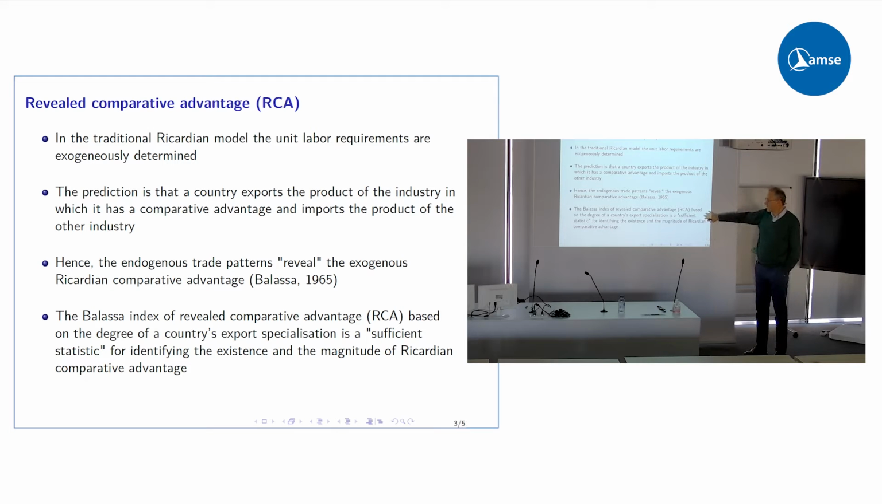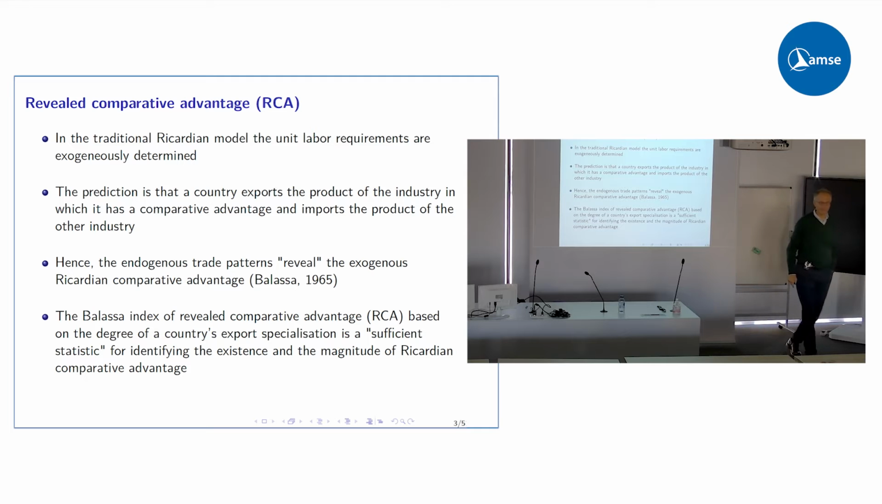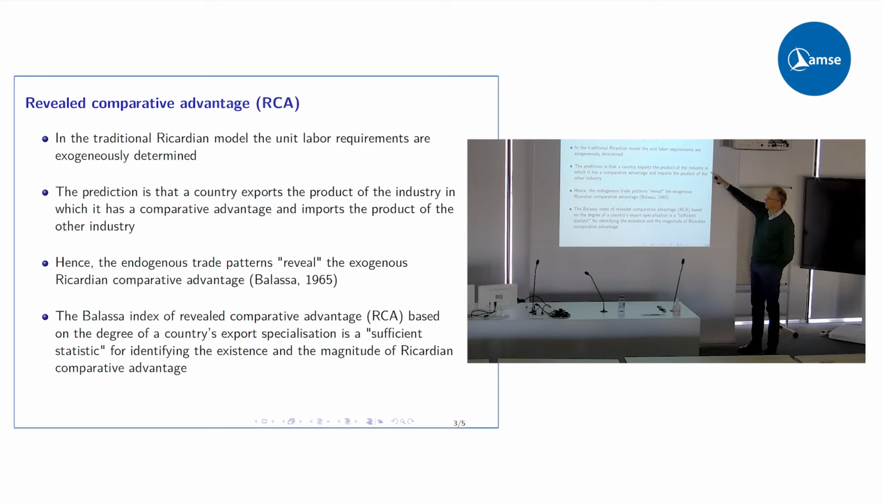The Balassa index, or revealed comparative advantage, is therefore based on the degree of a country's export specialization, and it is considered to be a sufficient statistic for identifying the existence and magnitude of Ricardian comparative advantage. Now, all this works through quite beautifully if you have exogenous labor requirements and clearly only the Ricardian model in mind.